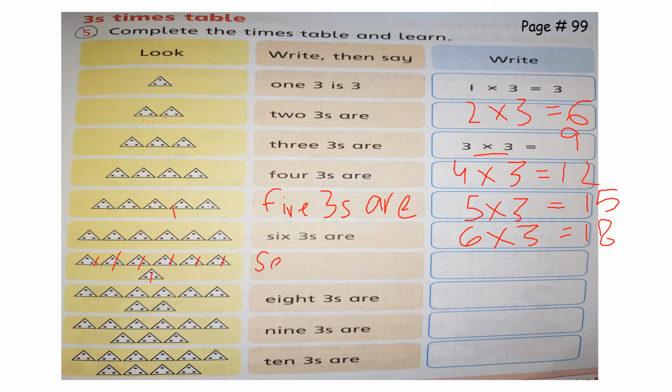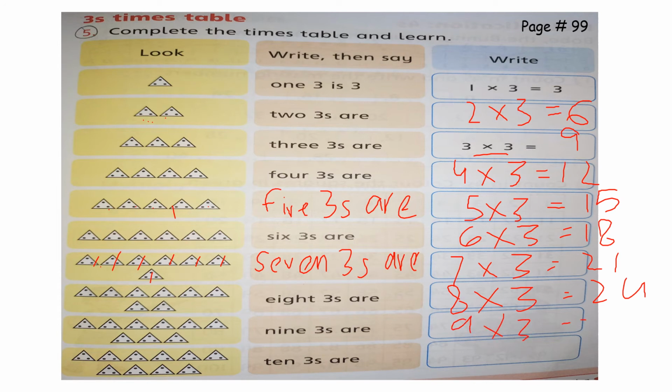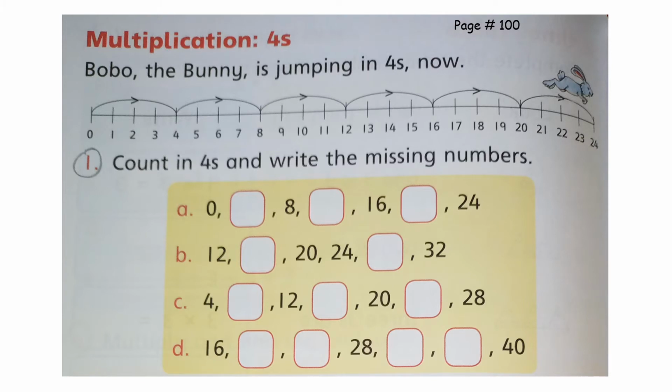So you will write 7 threes are 21. 8 threes are 24. 9 threes are 27. 10 threes are 30. So you have to write the table of 3 in your notebook. Now come to page 100.